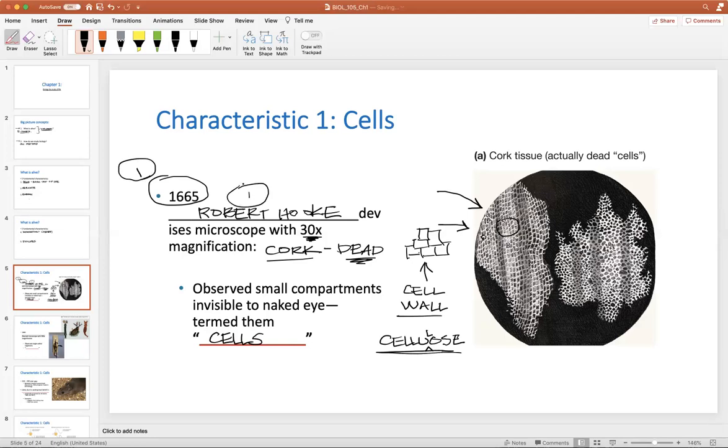Now, what's interesting is we now have one observation of cells by one guy, right? That hardly constitutes a statement like all living things are made of cells. One guy's seen them in one spot. But over time, we began to see more and more things that appeared to be made up of cells.